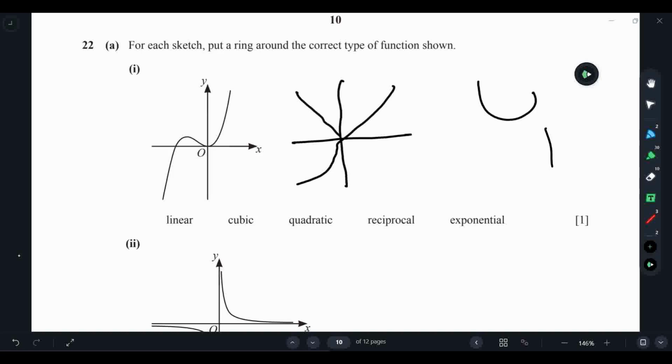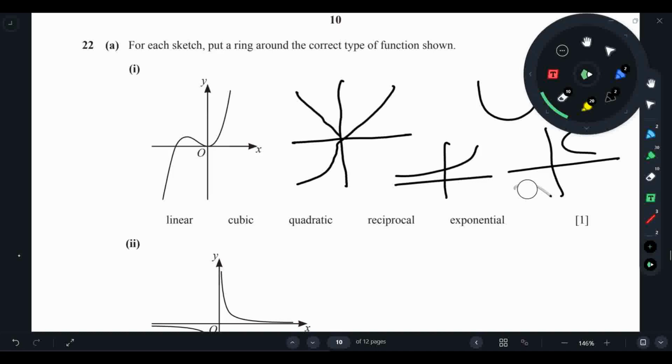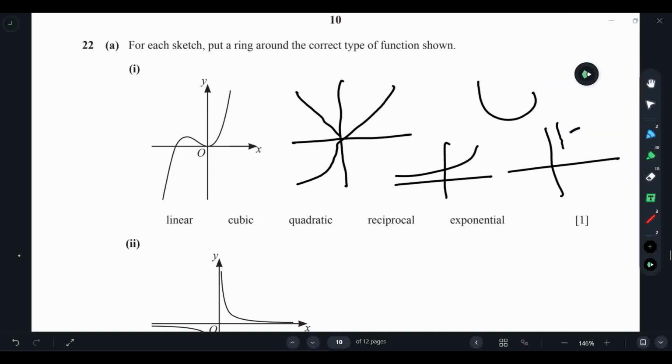Reciprocal will be something like this way, and exponential will be something like this way. Okay, the graph for the reciprocal one should be like, if we make it a little bit appropriate, so for reciprocal this will be like this way. For this one will be the exponential graph. This one will be the reciprocal graph. Okay. Now this one will be the cubic one.